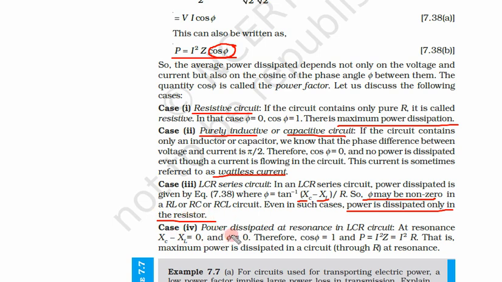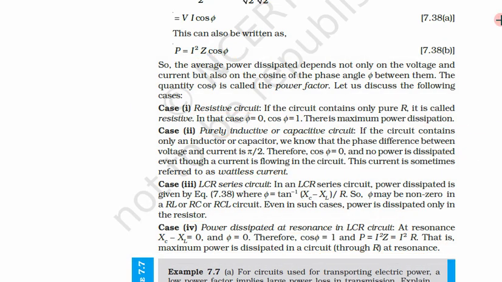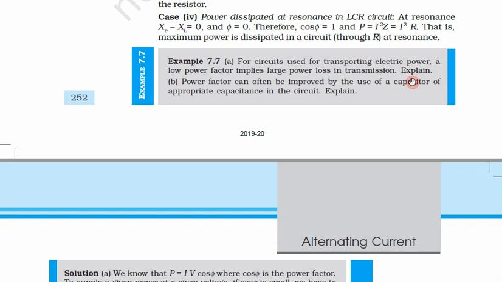And fourth and last case was power consumed at resonance. In case of resonance, this phi again becomes 0, cos phi is equal to 1, and total power is consumed in the resistance only. Now let us solve some of the numerical problems.